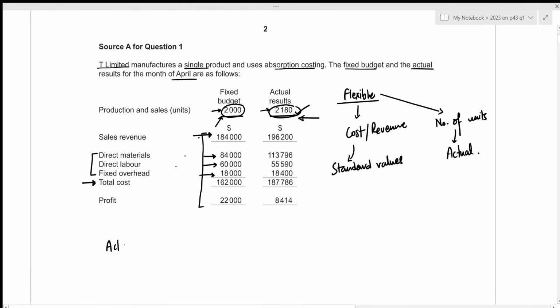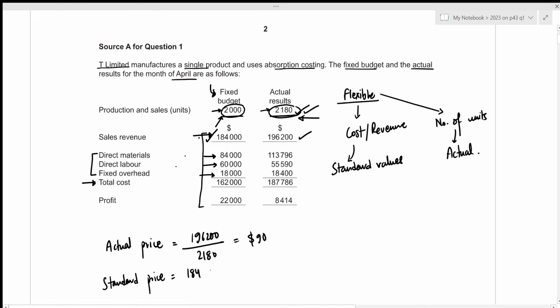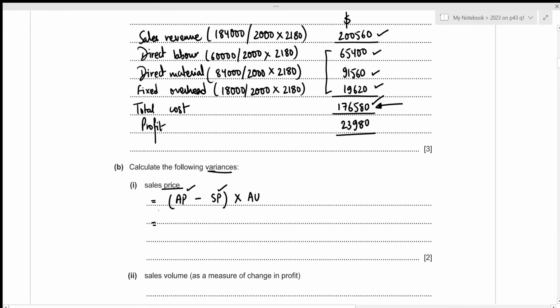For our actual price, we can just divide the total revenue by the actual units. So that will be 196,200 divided by 2,180, which results in a value of 90. Then for our standard price, we repeat the same process but use the given values for fixed budget. So the total revenue is 184,000. We divide it by the units of 2,000. This gives the selling price per unit of 92. Okay. So our actual price is 90, the standard price is 92, and the actual units was 2,180.